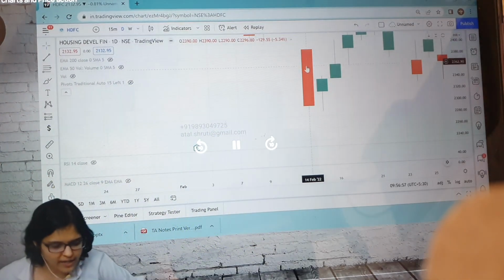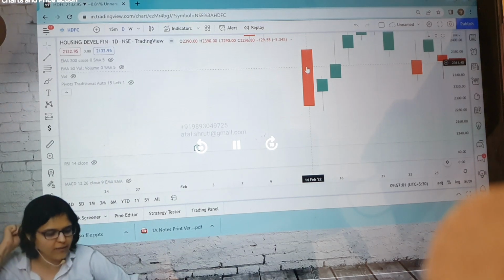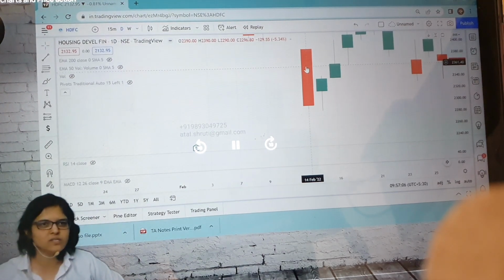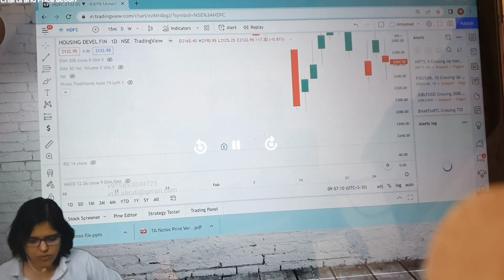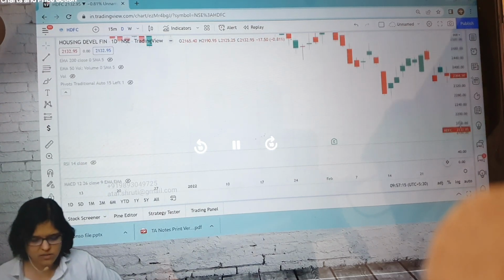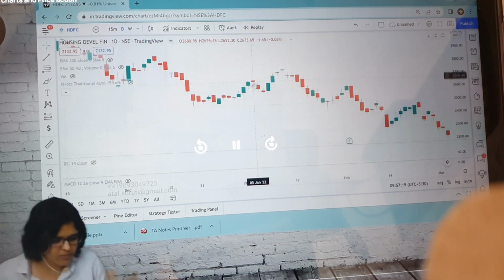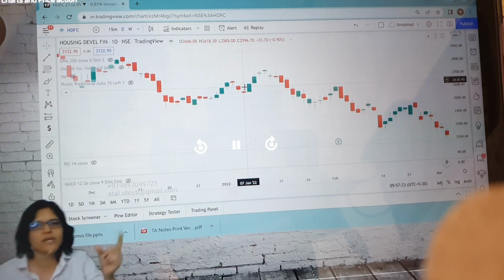So let's also read the data. Tell me the open point. 2390. And what is the high point? 2390. Exactly the same. Interpretation is clear? Yes, everyone. So I hope what are candles, what is the green color candle, what is the red color candle, how to interpret OHLC, everything is absolutely clear.